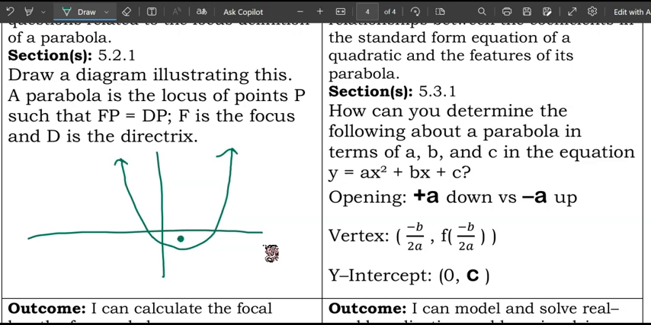We have the focus and we have the line, the directrix. From here, we have a line going from the vertex to the focus. This is FP. And then we have another line from P to D. DP and FP are the same distance. This is the focal length.